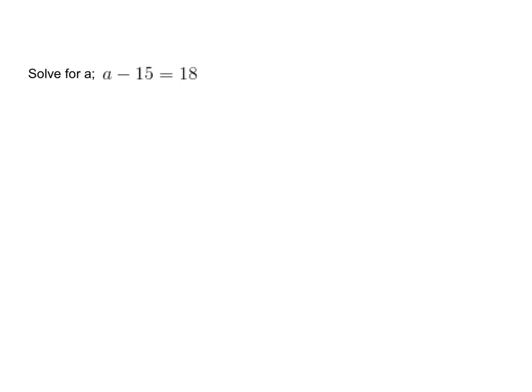So if we're solving for a and we're given a minus 15 equals 18, to undo minus 15, we add 15. And if you do it on one side, you have to do it to the other. So these cancel out, leaving just a on the left. 18 plus 15 gives us 33 on the right, so our answer is a equals 33.